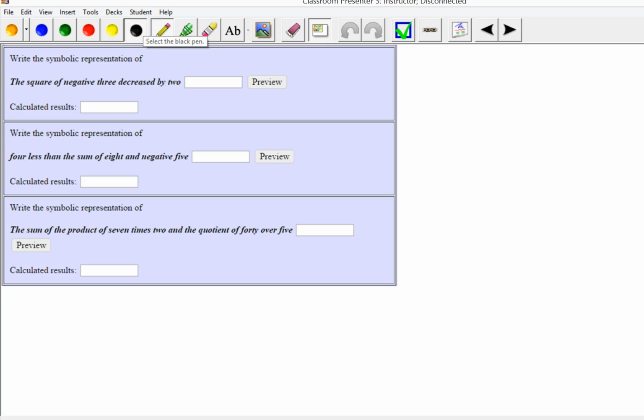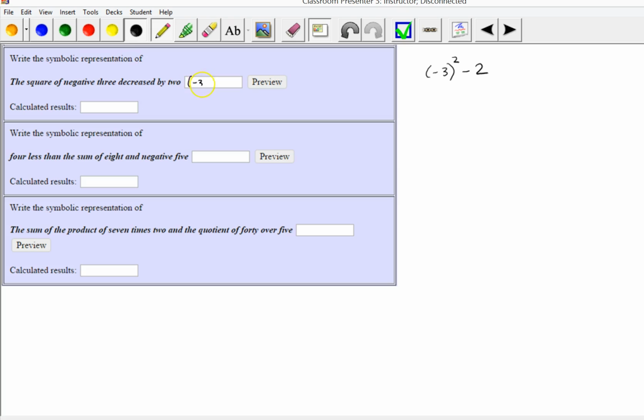Okay. Well, if we want to take the square of negative 3, remember we would need to put negative 3 in parentheses and then square it. If we didn't have the parentheses, that would be the opposite of 3 squared, not the square of negative 3. And then decreasing by 2 means we need to take this and subtract 2. So that goes in the order that we'd expect, the way the sentence goes, as opposed to subtracted from, which would reverse the order.